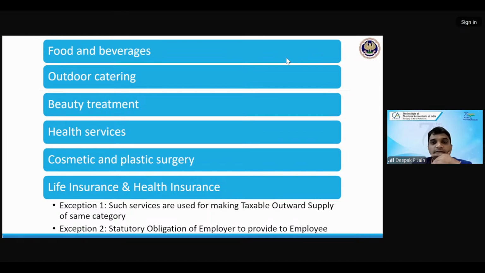Any doubts here? If there are no doubts, can we proceed further?